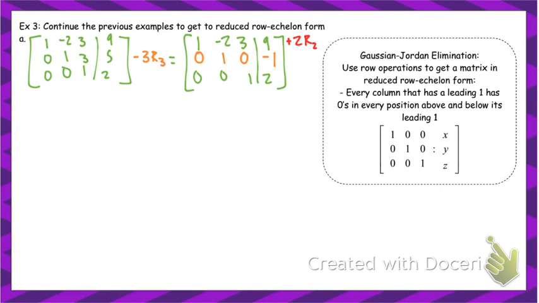So this is going to become 1 plus 0, negative 2 plus 2, 3 plus 0, then 9 plus 2 times negative 1 is 7. The other values have not changed.